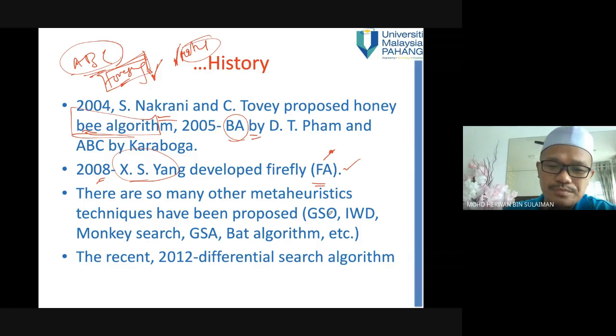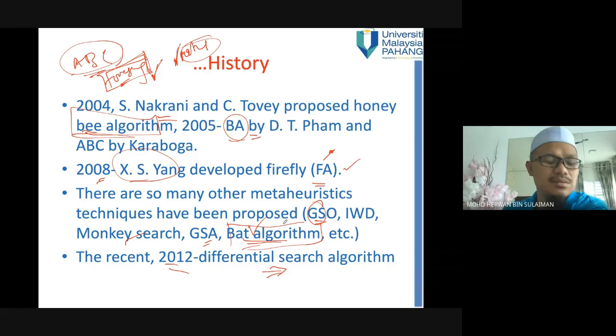We have GSO, I think the glowworm search algorithm. It's a worm. This one is invasive weed, IWD, I think water. Then there is monkey search. You have gravitational search algorithm, and then this one is the bat algorithm, from Yang also. Quite glamorous, right? Because of COVID-19. It's from the bat. And then in 2012, you have the differential search algorithm. This one is from movement, walking movement, or Brownian random walk, I think. So there is a lot of research. There are a lot of algorithms available in the literature. So basically, you need to select which one is the best to solve your problem.